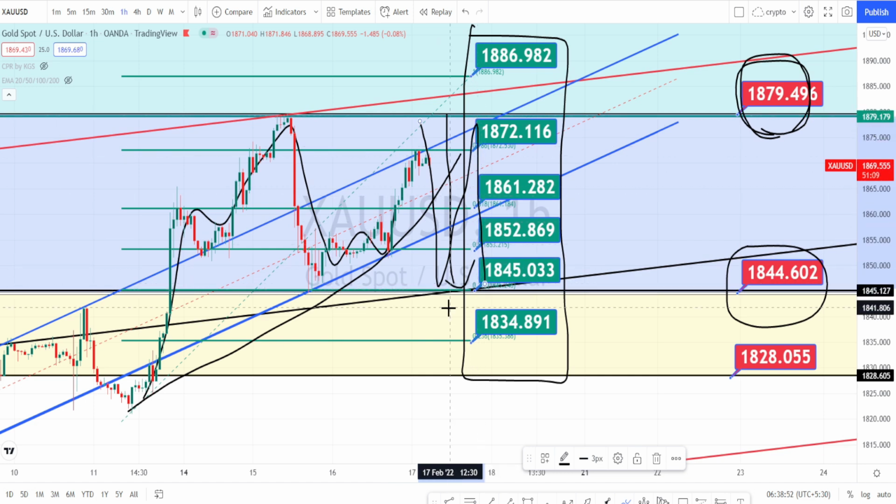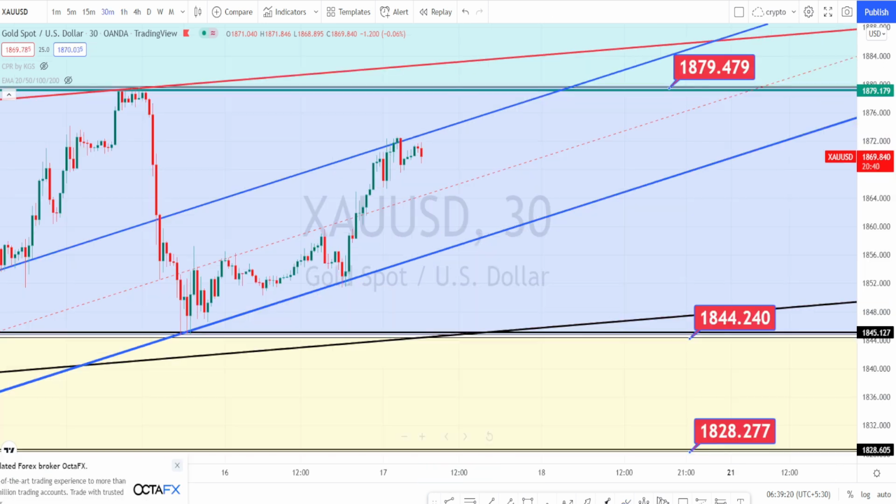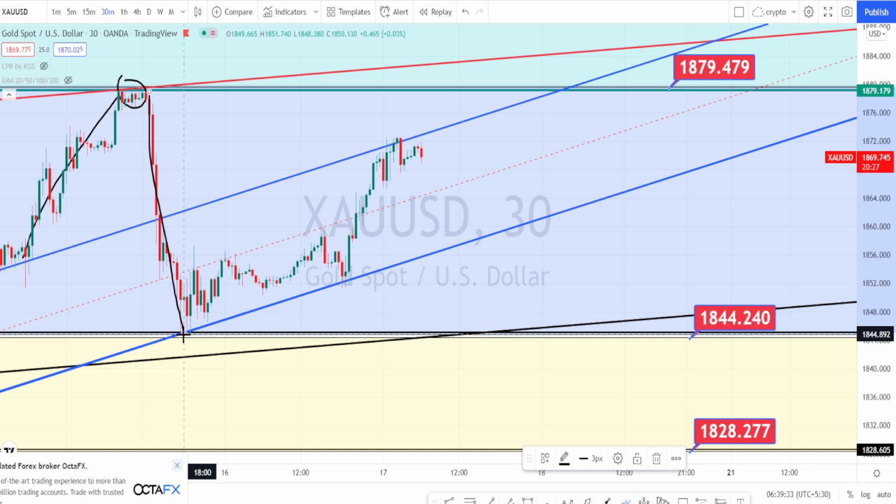Let us do the analysis in 30 minutes time frame. I am in 30 minutes time frame now. When we look at the price action in 30 minutes time frame, it has taken resistance on this resistance line from the 4 hours time frame channel pattern and went on a bearish trend reversal, and has taken support on this higher time frame support level of 1844.